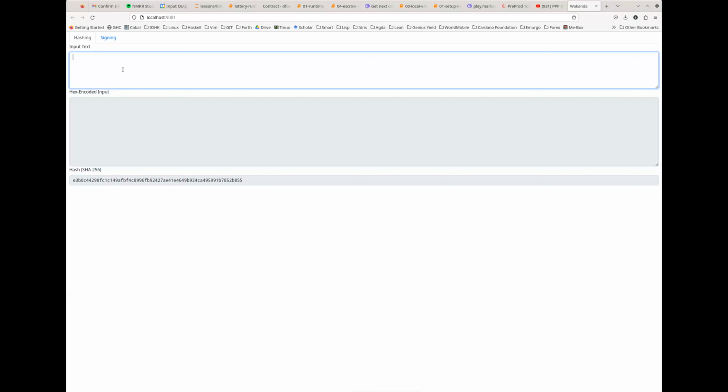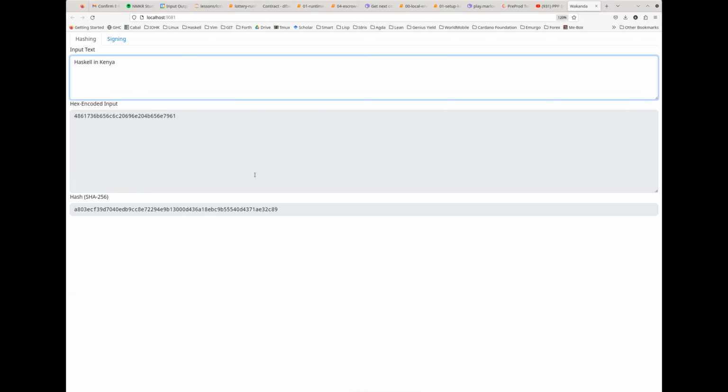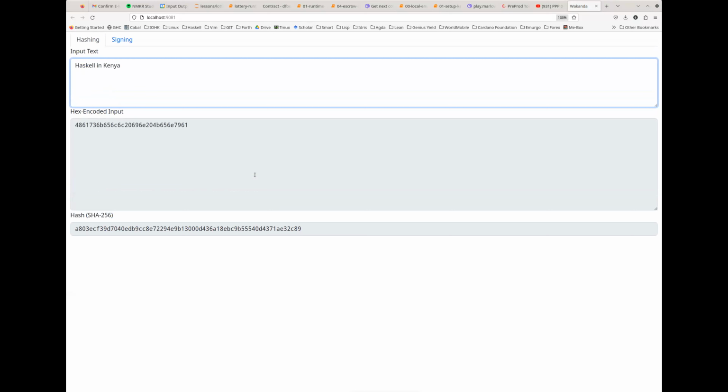So I can do whatever. I mean, Haskell in Kenya. And if I type that, we always see the hash. One thing to note is that, as I said before, the length of the input can be arbitrary, but the output always has this fixed length. Which fixed length that is depends on the hashing algorithm you use. I think in this case it's 32 bytes, if I'm not mistaken. The 256, I think, is because it's 256 bits.